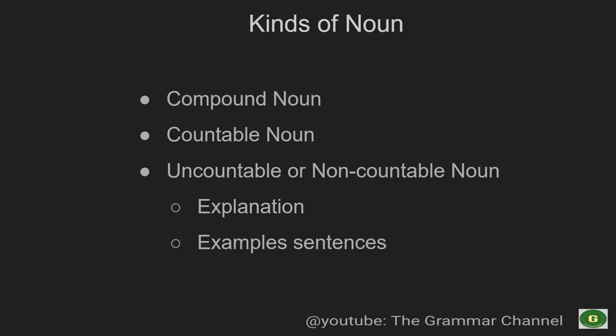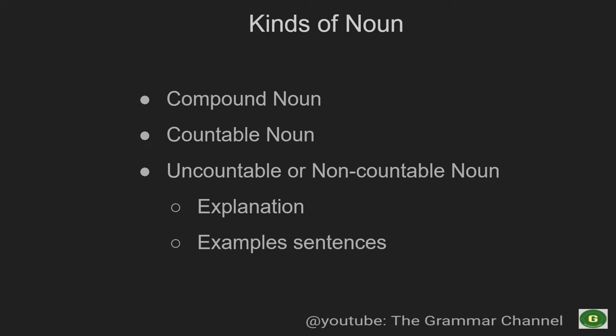First, compound noun. Compound nouns are formed by joining two nouns together. Two nouns together, they form a compound noun. Because they are together, they are called compound noun. I can give you an example. Blackboard. Black is a noun, board is a noun, but we use it as a single word, compound noun, blackboard.